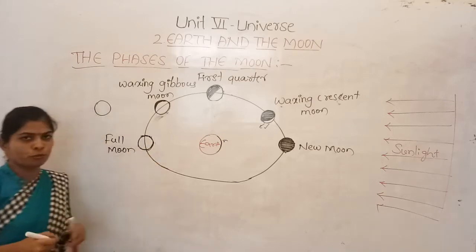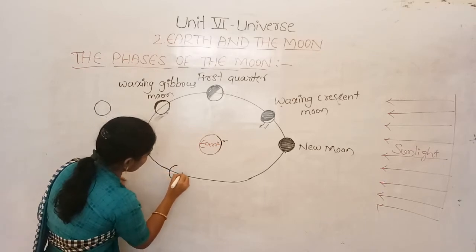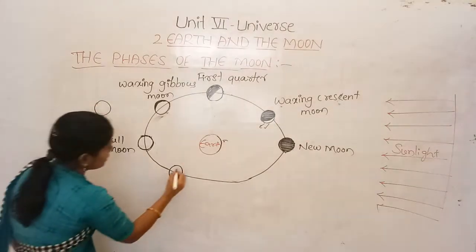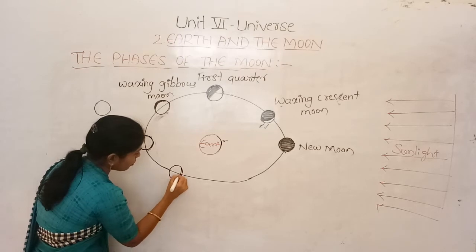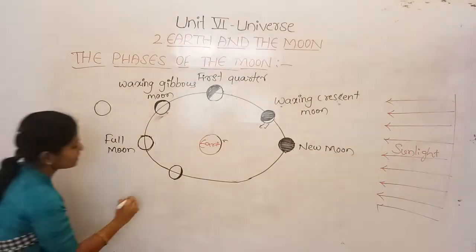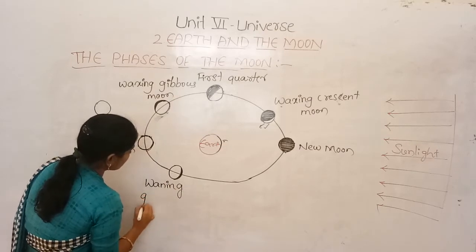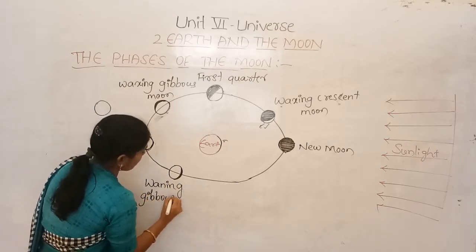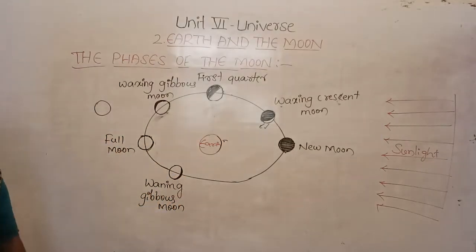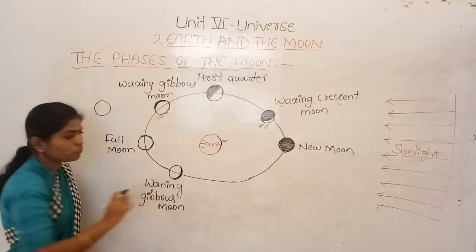And after this full moon, next the moon will reach this position. Again in the same way, only some portion we are not able to see, and the remaining part we can see. This is called the waning gibbous moon. We cannot see only a part of the moon, but all the remaining part we can see. That is called the waning gibbous moon.